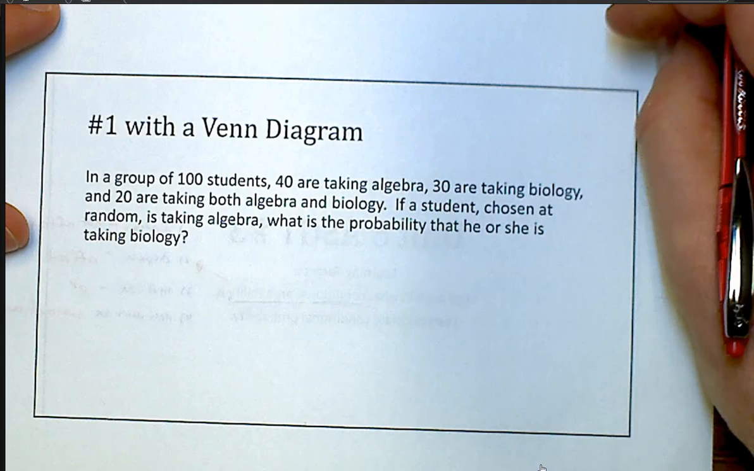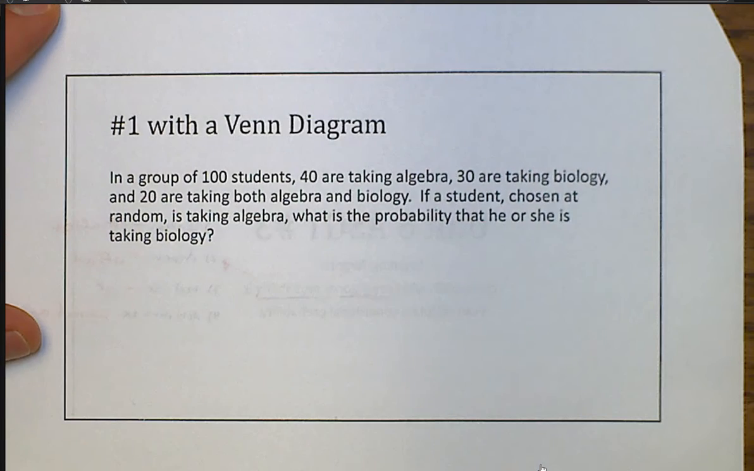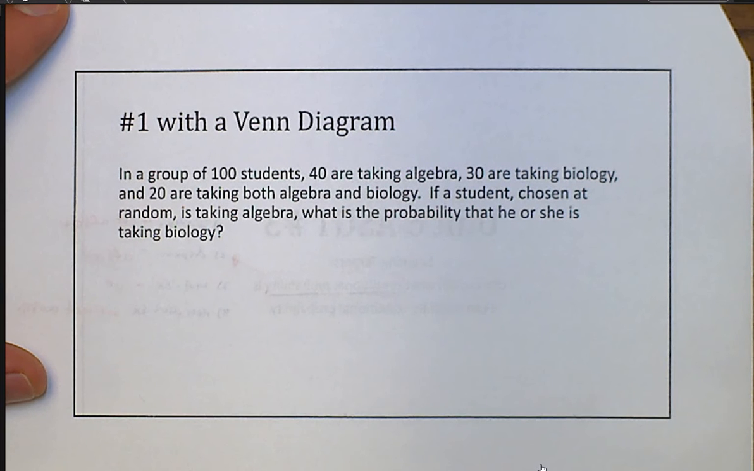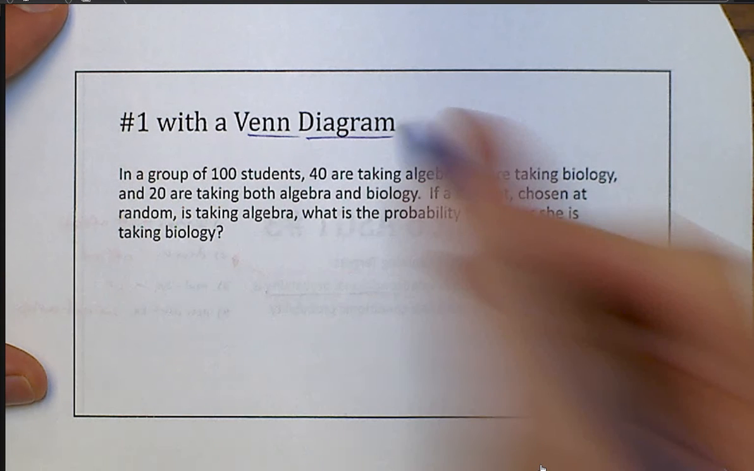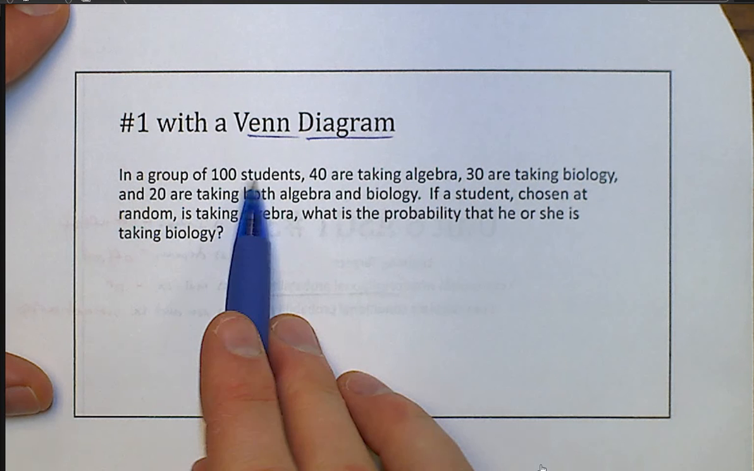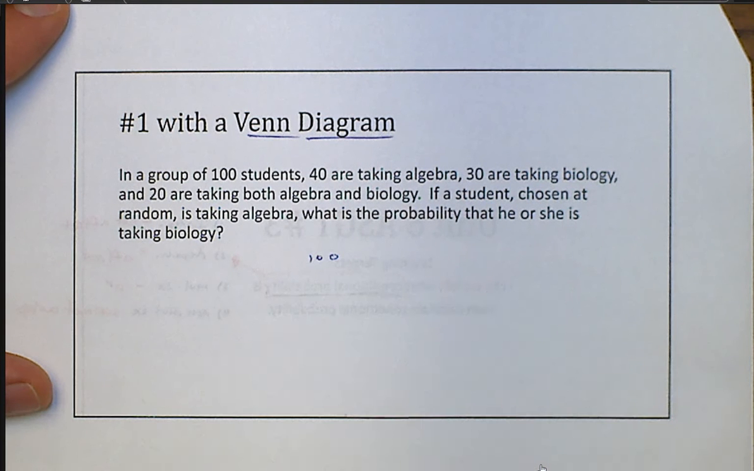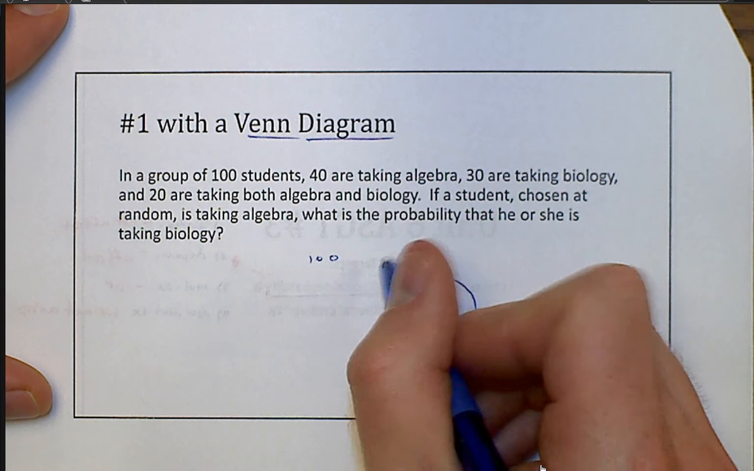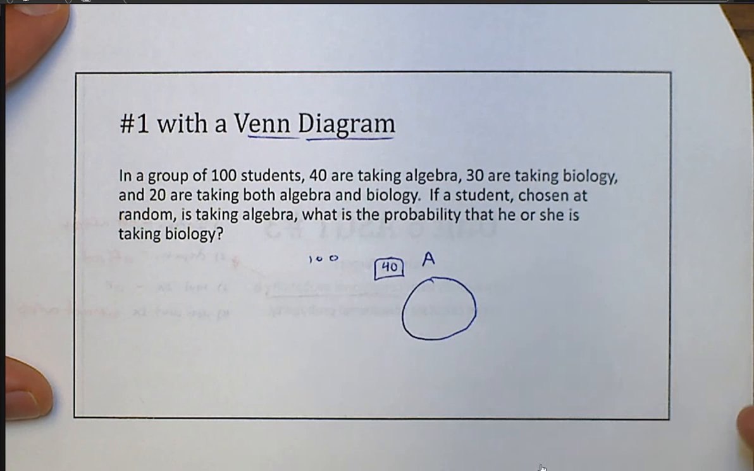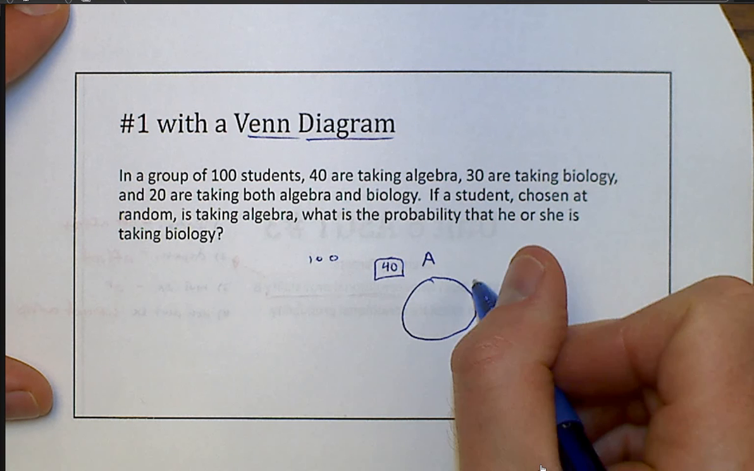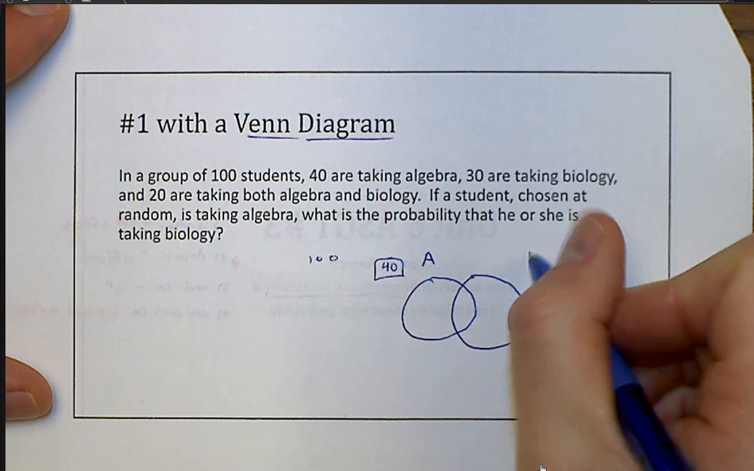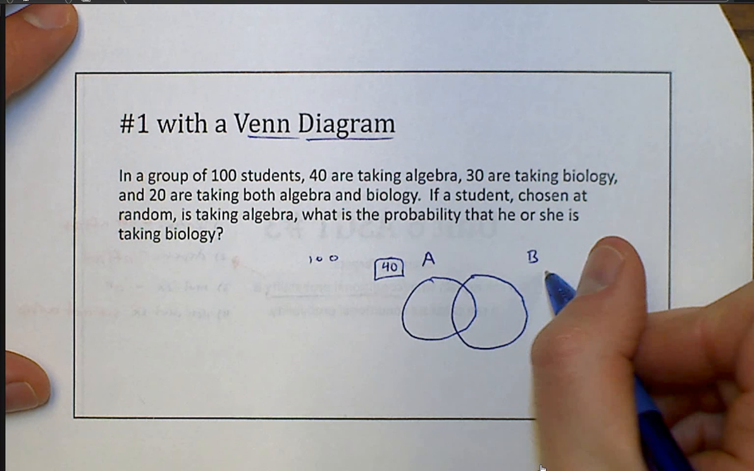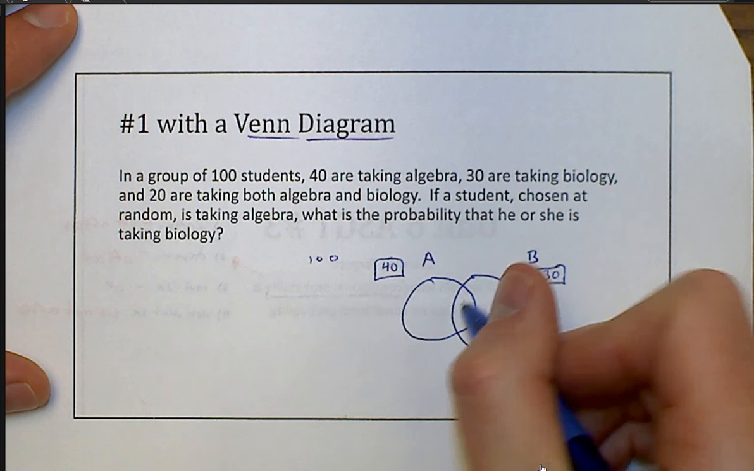All right. So the first example is one we've kind of seen before in some of the homework problems. Let's take a look at it. We're going to create a Venn diagram. So what's the situation? We have 100 students. 40 are taking algebra. So I'm going to put an A for algebra, and I'm just going to write a 40 off to the side. Okay, that's the total. And 30 are taking biology. 20 are taking both. So there's my second circle. There's B for biology, and we know there are 30 total. We know that there are 20 taking both.